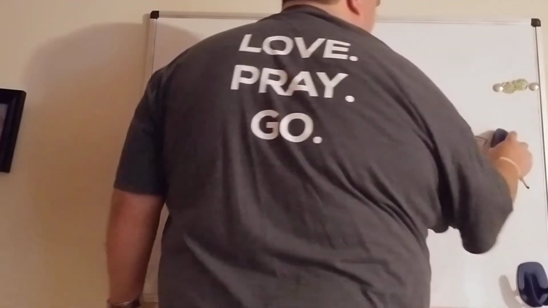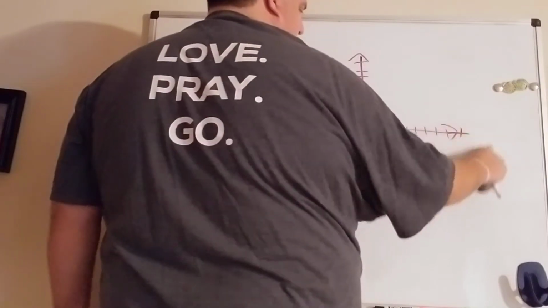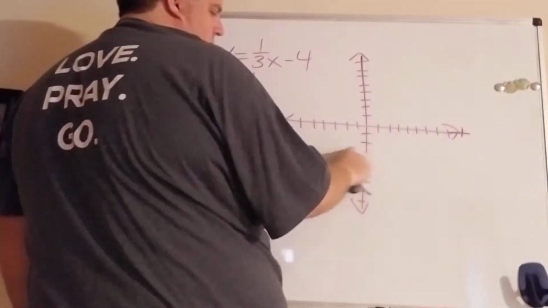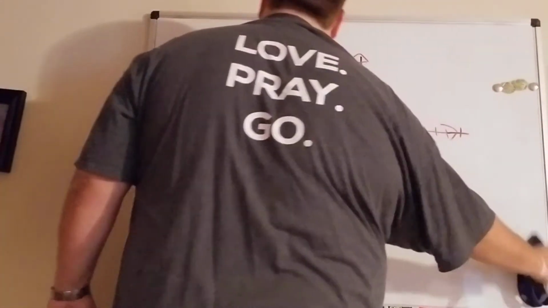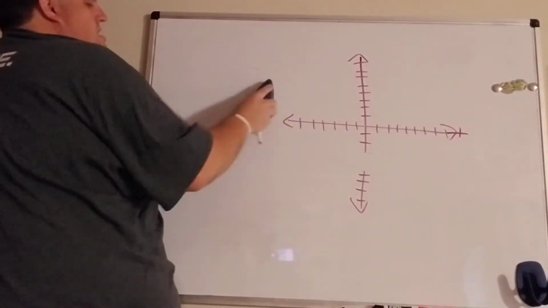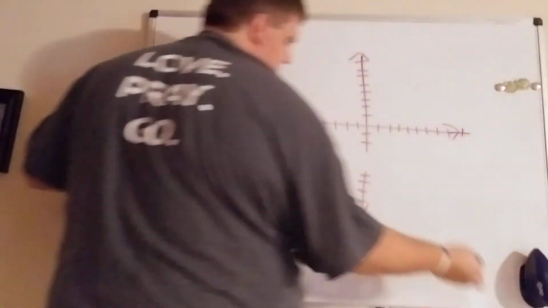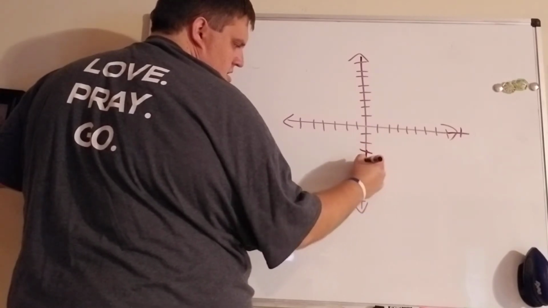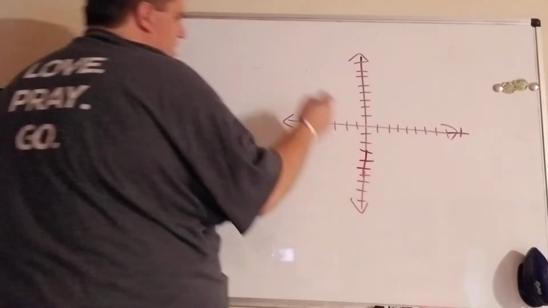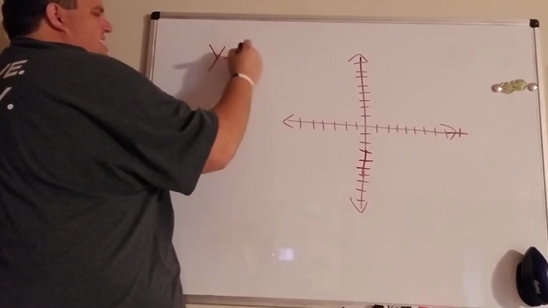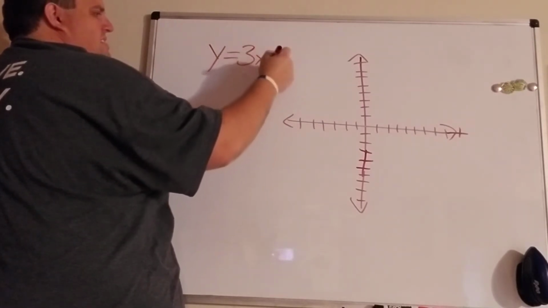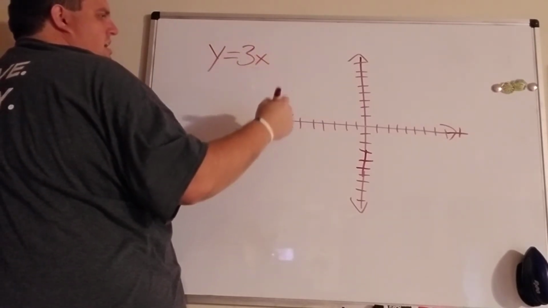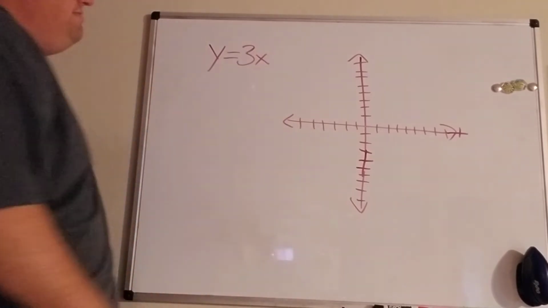So we just want to talk about a couple example things that we need to talk about, and then I'm going to let you go. So let's do a different one. Let's say we did y = 3x. Let's just do y = 3x.